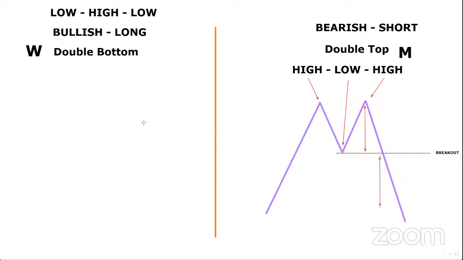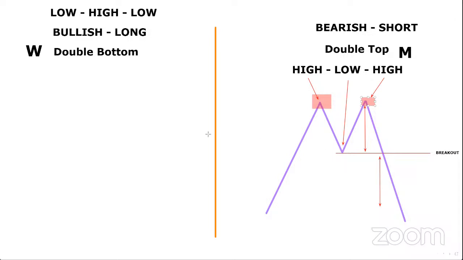Okay. And keep in mind that these two peaks could be at the same level. Maybe one of them could be a little higher, maybe a little lower. This is okay. It doesn't have to be very accurate. I mean, there is a margin of error here. So if one of them is a little higher, a little lower, this is acceptable. But keep in mind that the breakout of this low that is between the two highs is going to be your entry point. As easy as this. See?